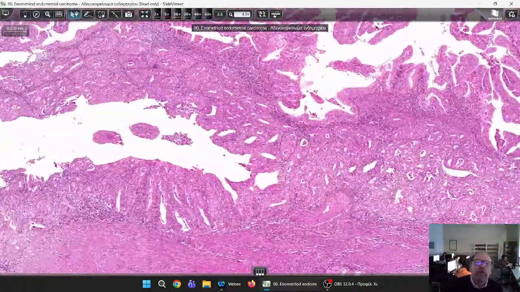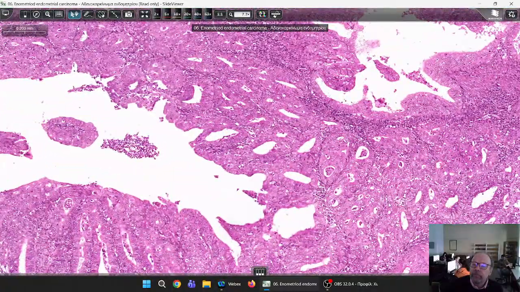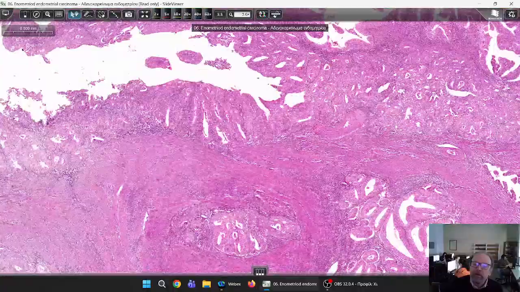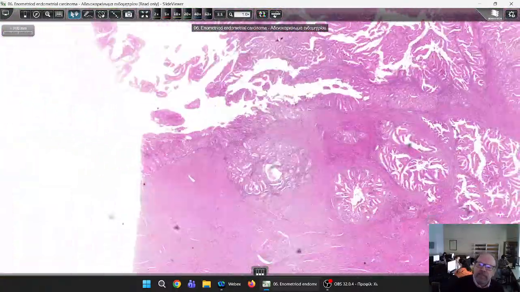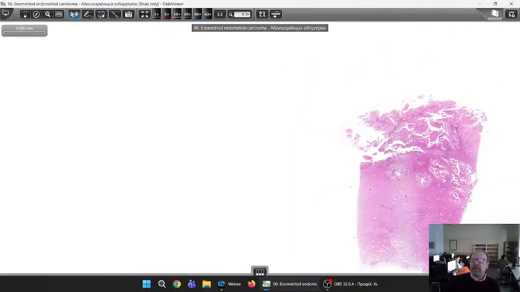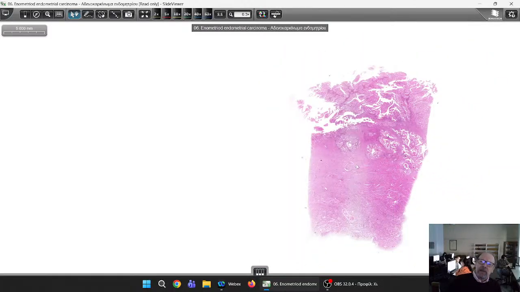I'm not sure. Yes. So this is a low-grade endometrial cancer, and it invades, let me have a look, about half of, if this is the myometrium, I'd say less than half perhaps. This is important for the pathologic staging of the tumor. That means the T parameter of TNM stage.